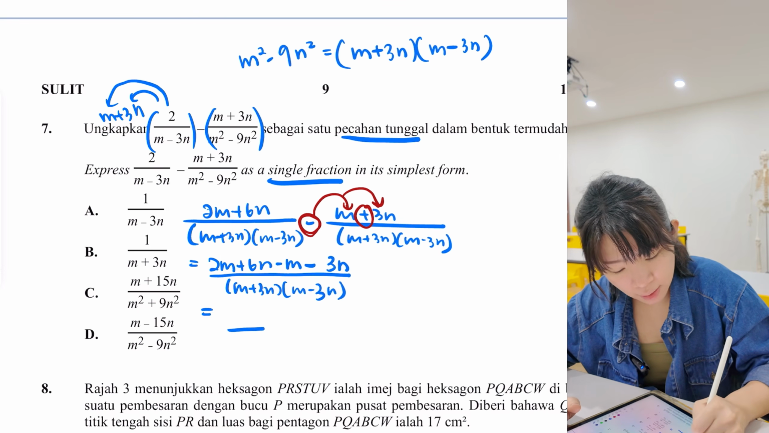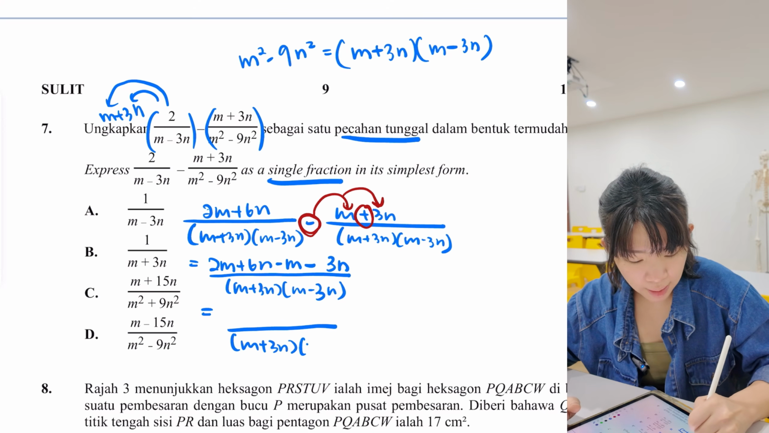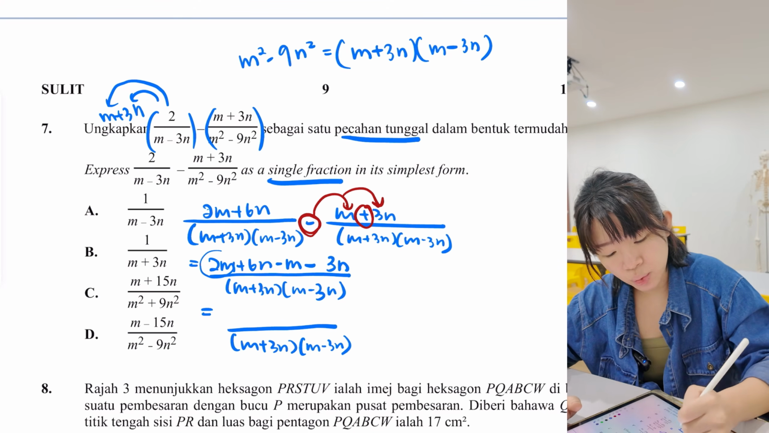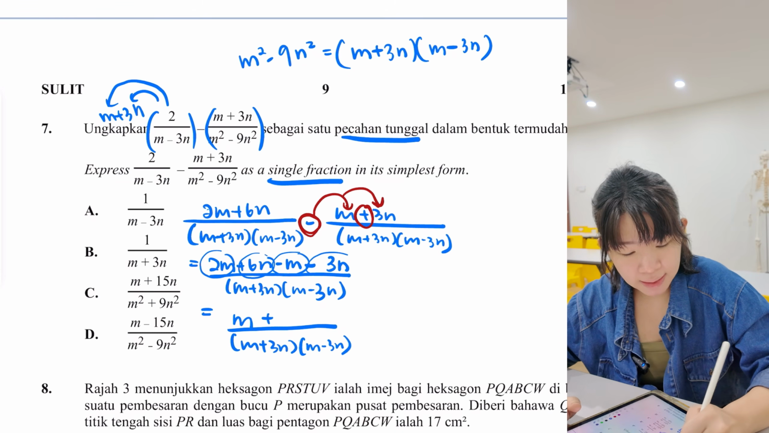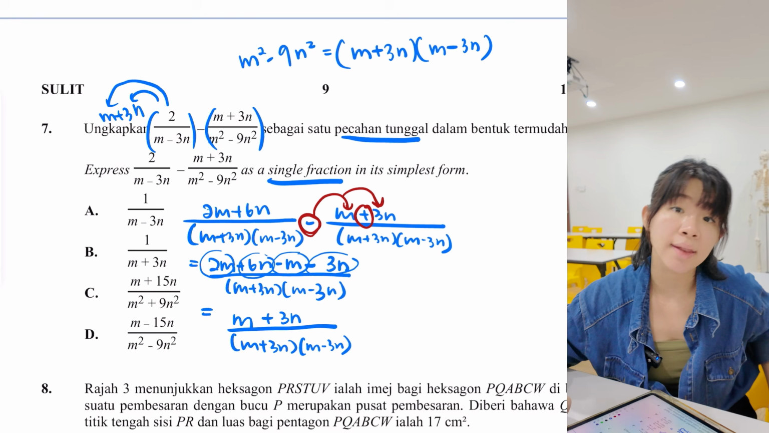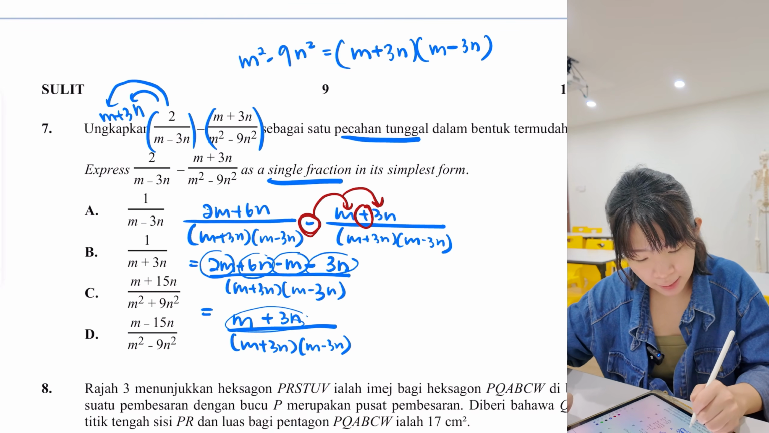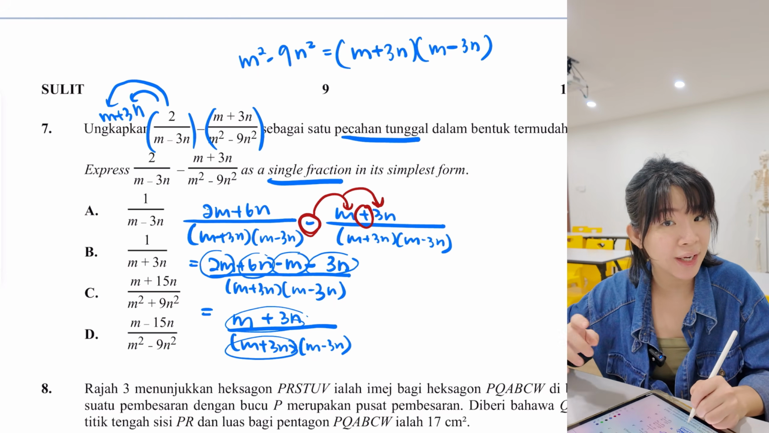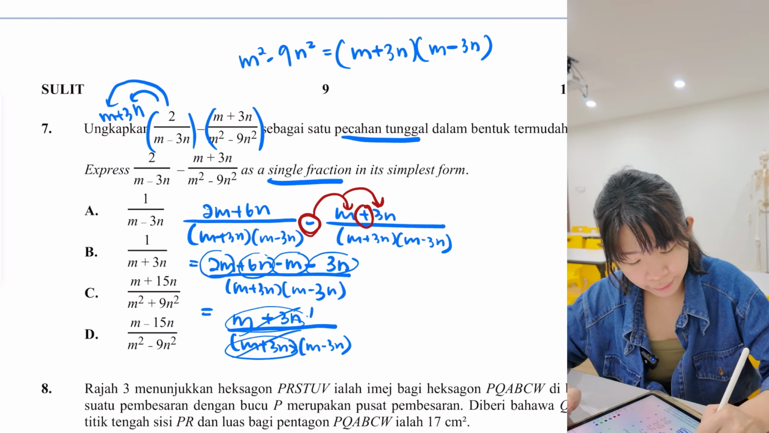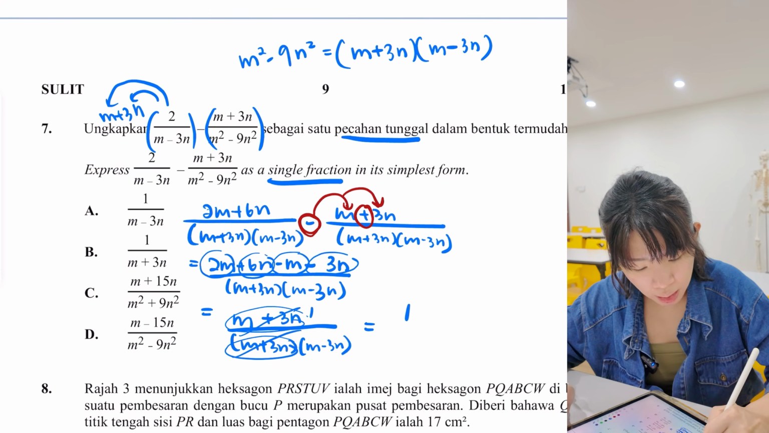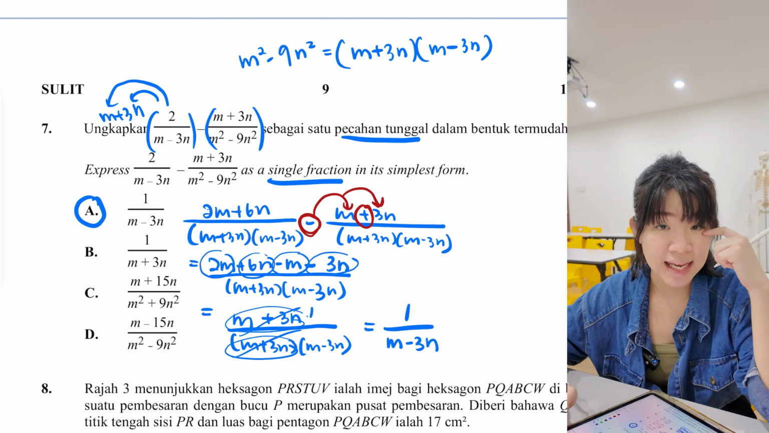Okay, so here the denominator is still the same, m plus 3n, m minus 3n. Here 2m minus m, which is m, plus 6n minus 3n, so it's positive 3n. So at the end, you see exactly the same thing, m plus 3n, m plus 3n. When you see the same thing, we can cut it off. On top is left with 1. So your final answer is 1 over m minus 3n. So the answer is A.